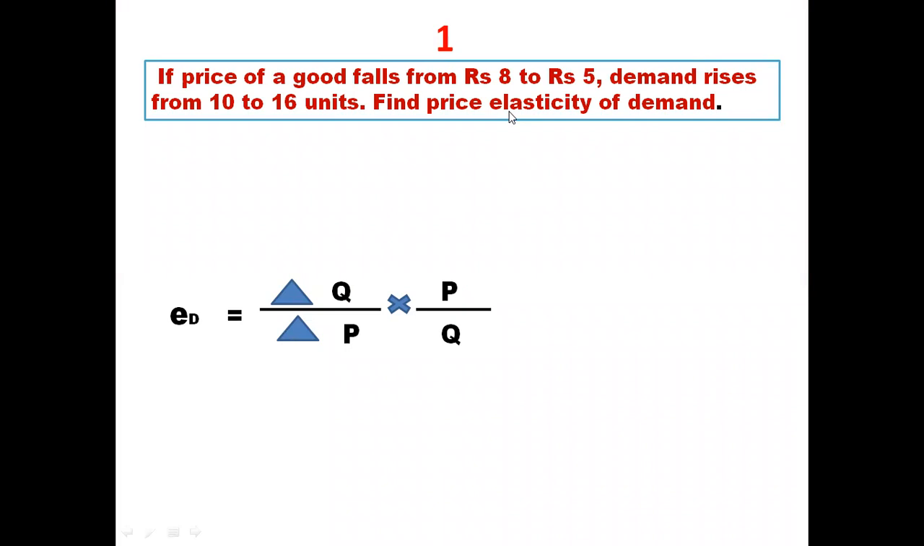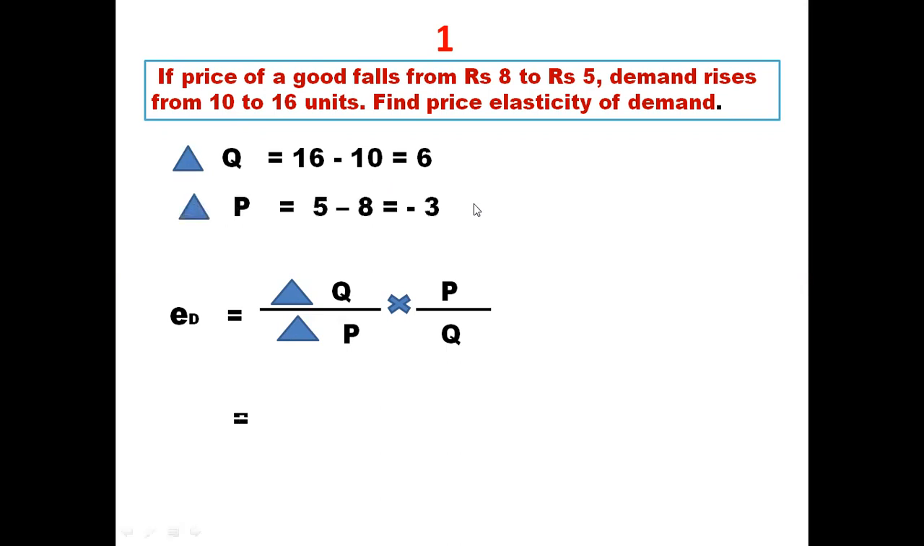So we have been given the initial price and new price, and the initial quantity as 10 and new quantity as 16. So let us see, we have to find del Q and del P. Del Q is 16 minus 10, since this is the new quantity and this is the initial quantity. 16 minus 10 is 6. Now del P is 5 minus 8, new price minus initial price, which equals minus 3.